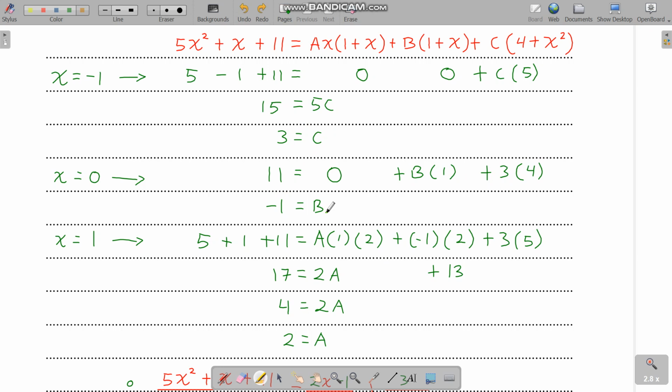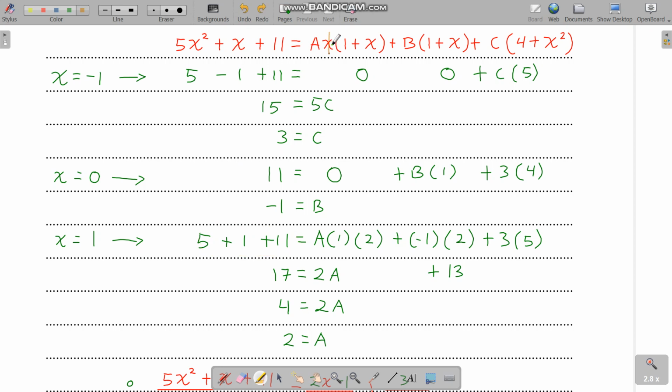For the last value of x we can use, because we already have c and b, we can use any random number, but of course we want to use simple numbers, so just use 1. Replace the x with 1, we get 5. With 1, we get 1. And we have 5 plus 1 plus 11 on the left.